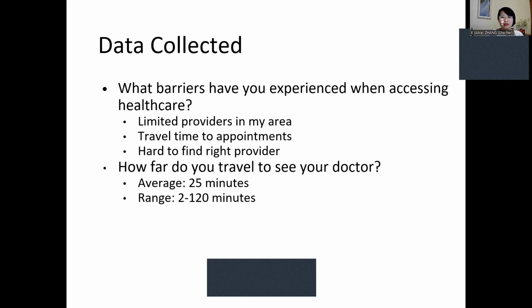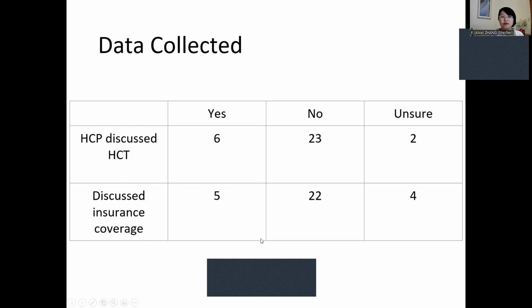The data we have collected include the barriers participants consider when accessing healthcare. The top 3 barriers are limited providers, travel time, and difficulty in finding the right provider. The average time it takes to travel is 25 minutes, with a range of 2 to 120 minutes. When asked if the AYAs have had discussions with their healthcare providers related to HCT and insurance coverage, the majority of the participants said no to both of those questions.